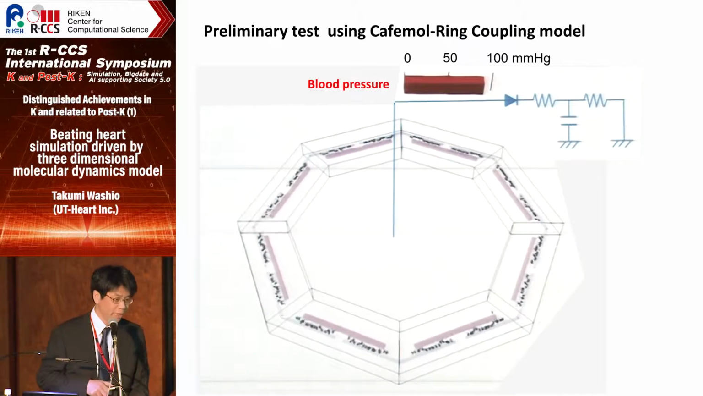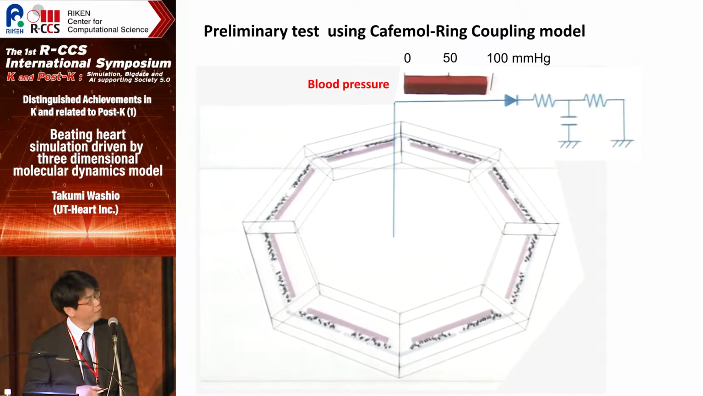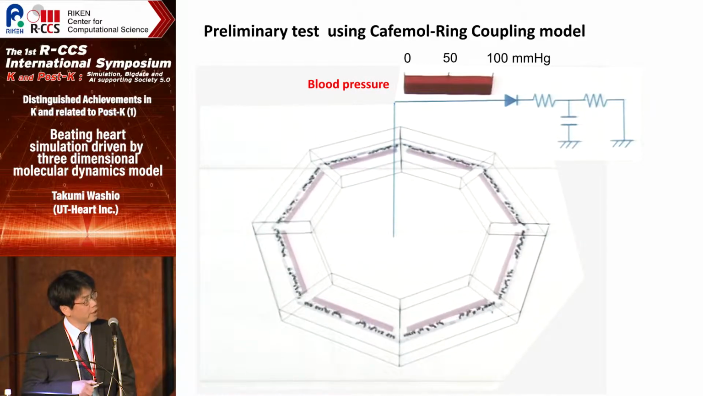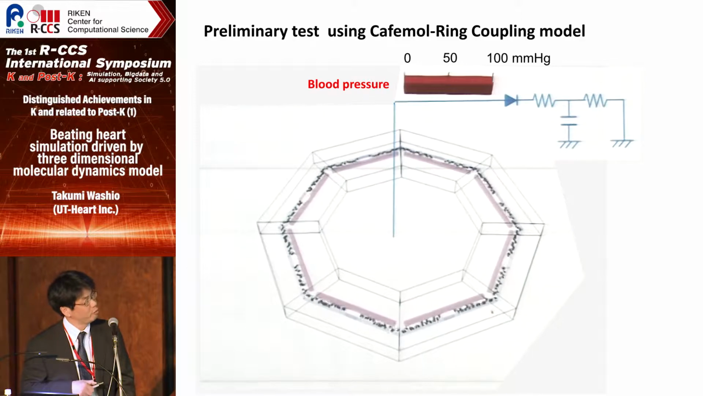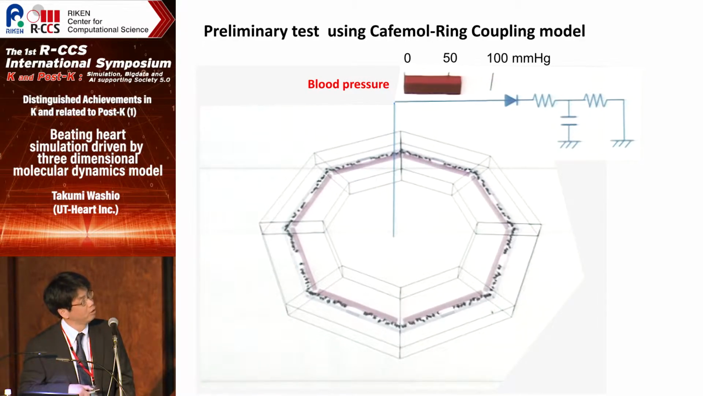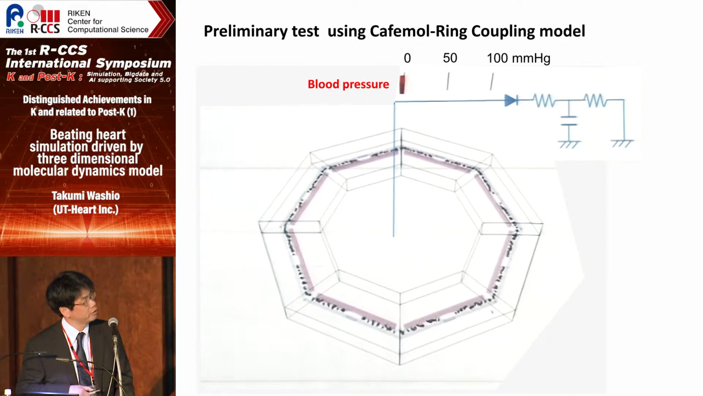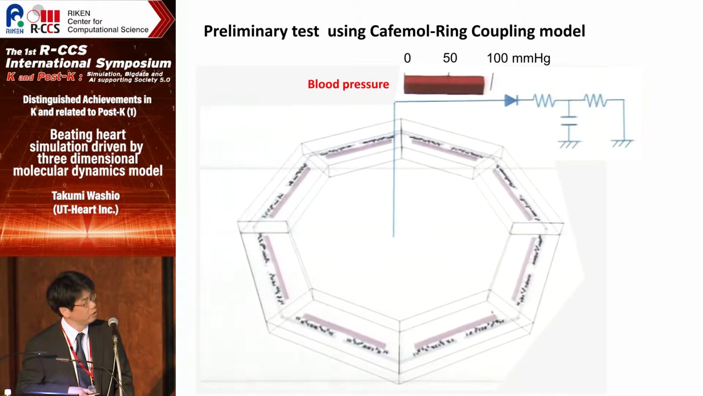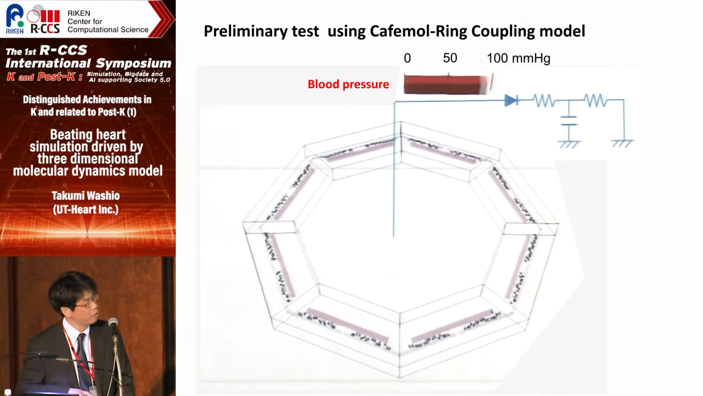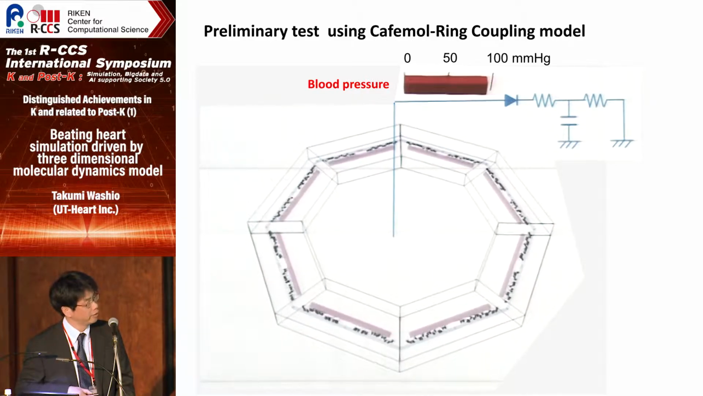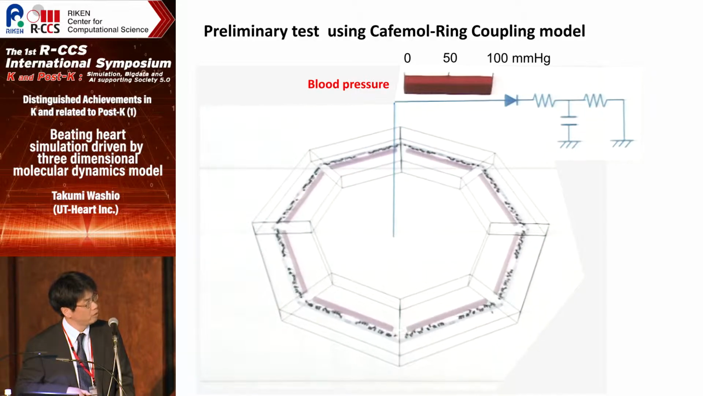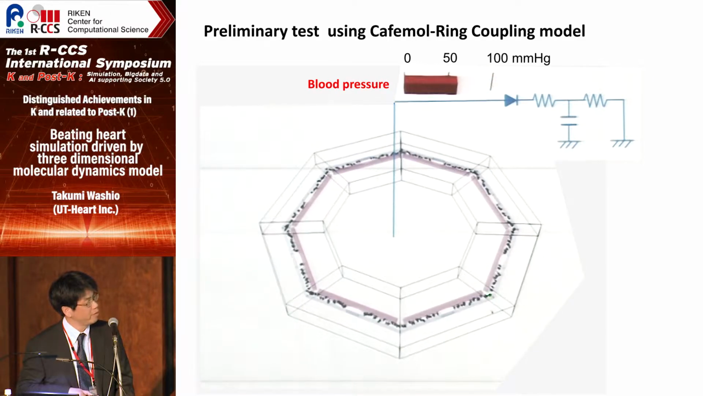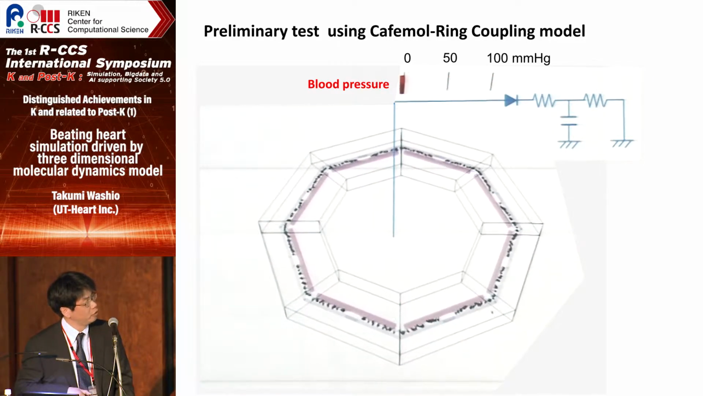And here, I show you our very preliminary version where we couple this ring model with the CAFEMO. This is a very simplified model of a beating heart, in which we have 6 finite elements. In each element, the filament is arranged along the circumferential direction of this ring, and the filament slides to the center, and the thin filaments are connected at the boundary of the edge.